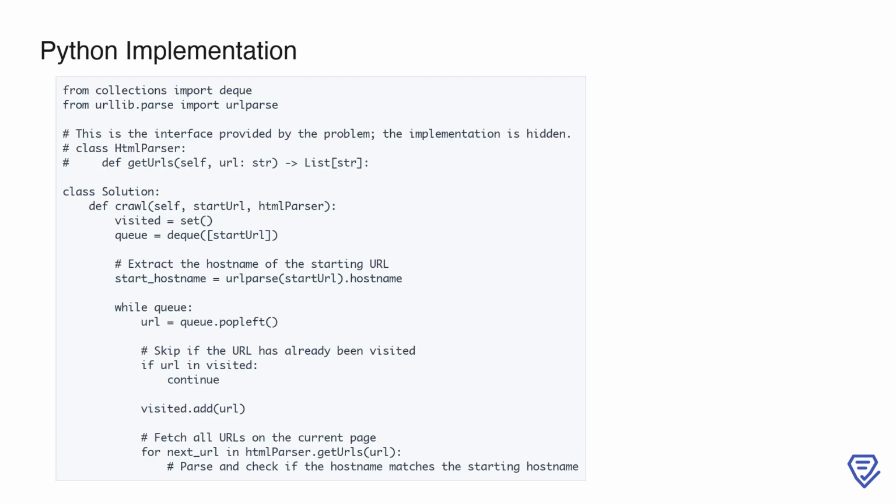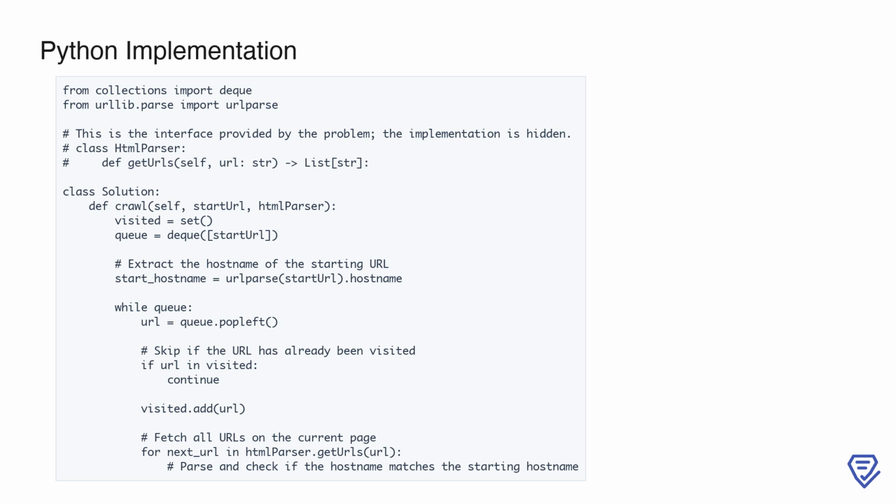Here, we begin implementing the solution for the web crawler problem. First, we import the necessary libraries: deque from the collections module, which will help us manage our queue, and urlparse from urllib.parse, which will allow us to extract the hostname from a URL. The problem provides an HTML parser interface to retrieve URLs from a page, though its implementation is hidden.